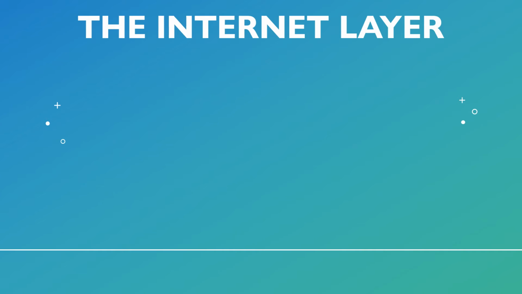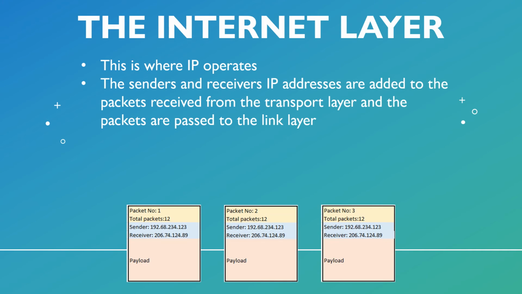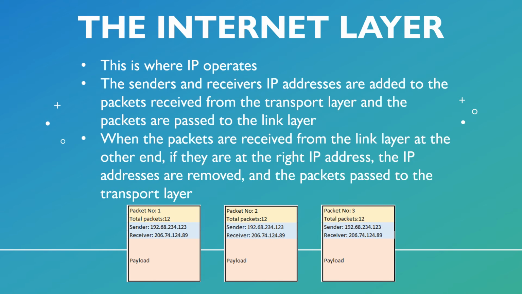The internet layer is where IP operates. The senders and receivers' IP addresses are added to the packets received from the transport layer, and then those packets are passed on to the link layer. When packets are received from the link layer at the other end, if they're at the right IP address, then the senders and receivers' IP addresses can be removed, and the packets will be passed to the transport layer.